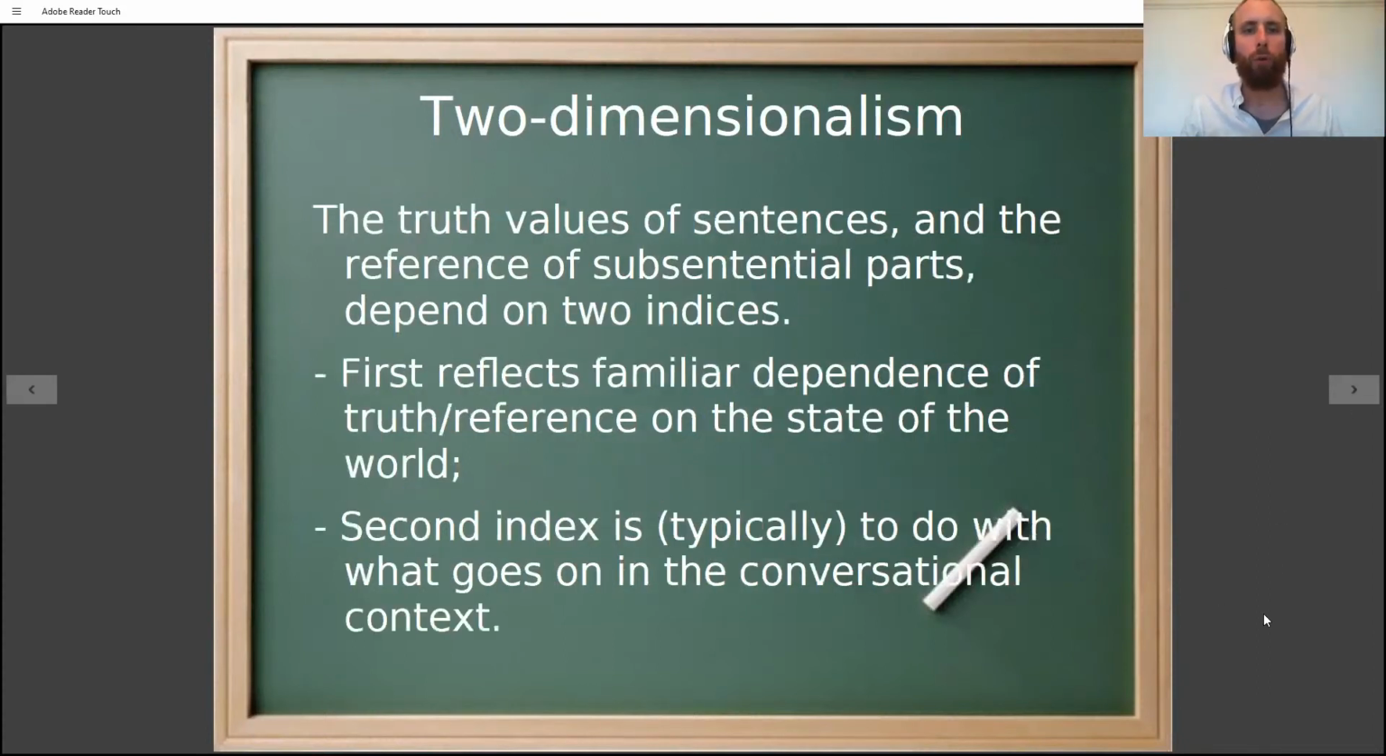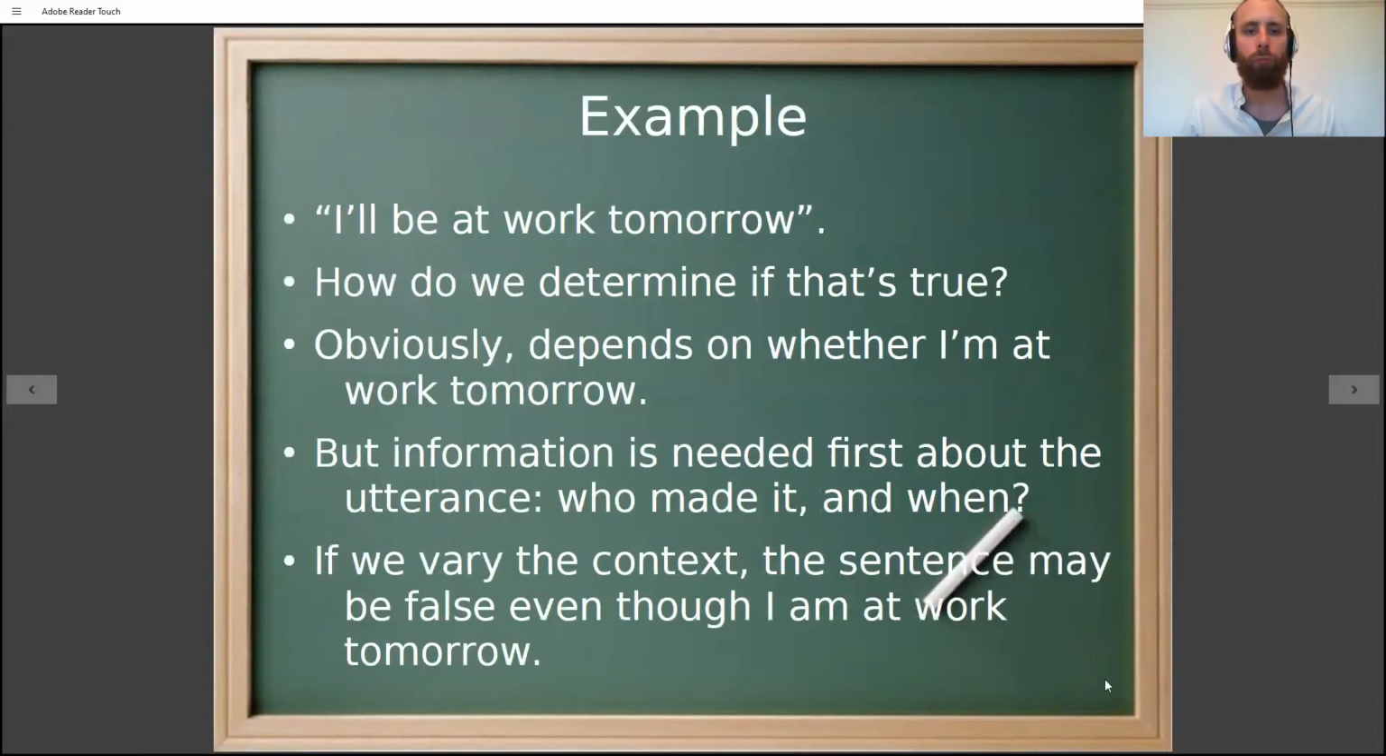In two-dimensionalism, the truth values of sentences and the reference of substantial expressions depend on two different kinds of factors. One factor is just the familiar dependence of truth and reference on the state of the world. So whether the sentence "snow is white" is true depends on the color of snow, and what the Prime Minister of New Zealand refers to depends on who the New Zealanders voted for. The other factor may be, depending on the brand of two-dimensionalism, what goes on in the context of utterance, or what epistemic scenarios are open.